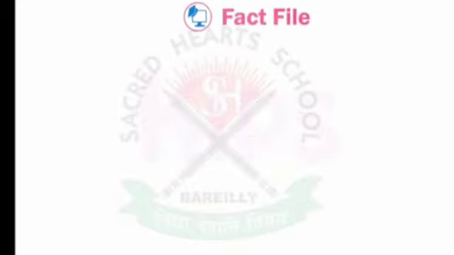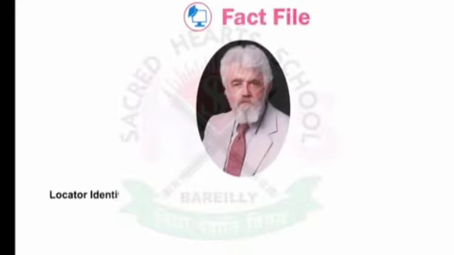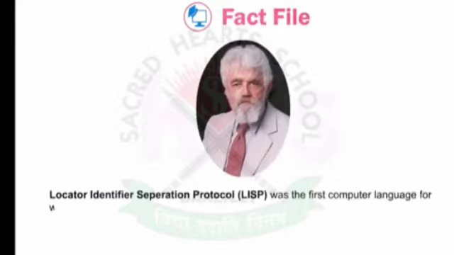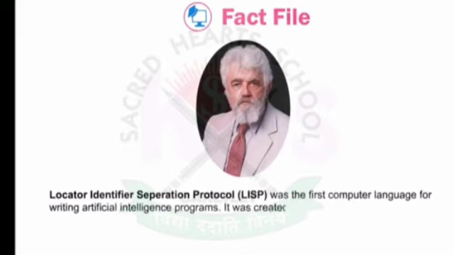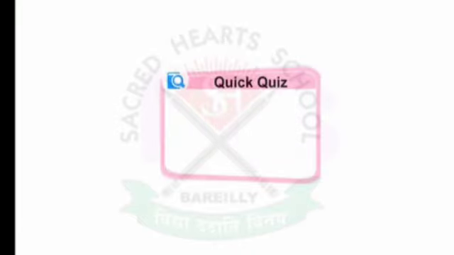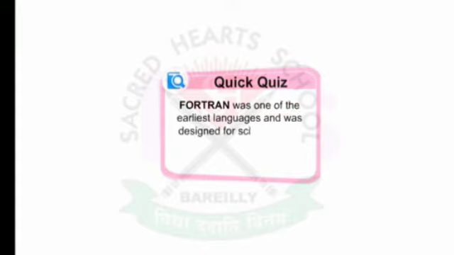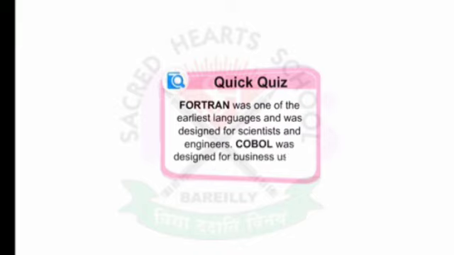Let me share a fact with you. LISP was the first computer language for writing artificial intelligence programs. It was created by John McCarthy. Okay, students, let us know more. Fortran was one of the earliest languages and was designed for scientists and engineers. COBOL was designed for business users.